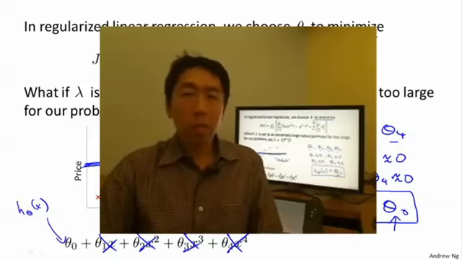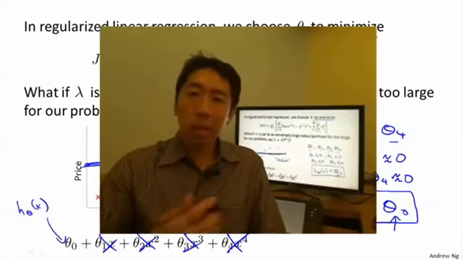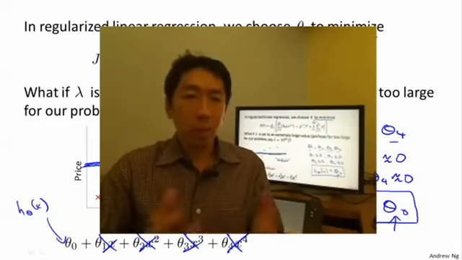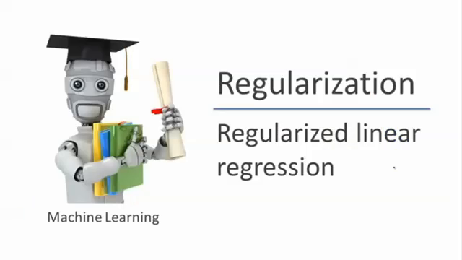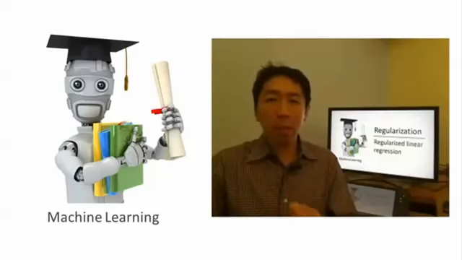In the next two videos, let's take these ideas and apply them to linear regression and to logistic regression so that we can then get them to avoid overfitting problems. For linear regression, we had previously worked out two learning algorithms, one based on gradient descent and one based on the normal equation. In this video, we'll take those two algorithms and generalize them to the case of regularized linear regression.